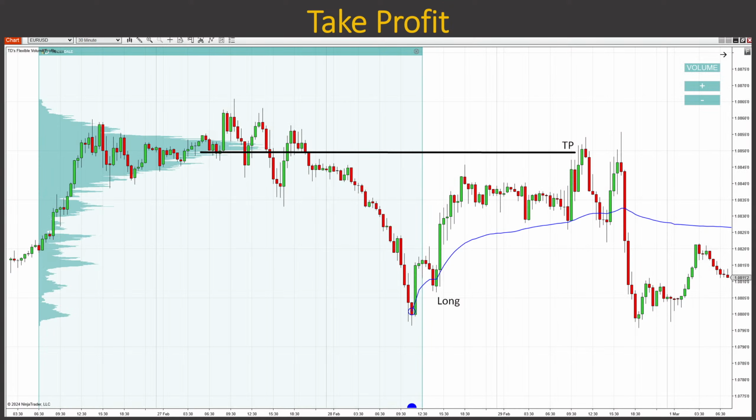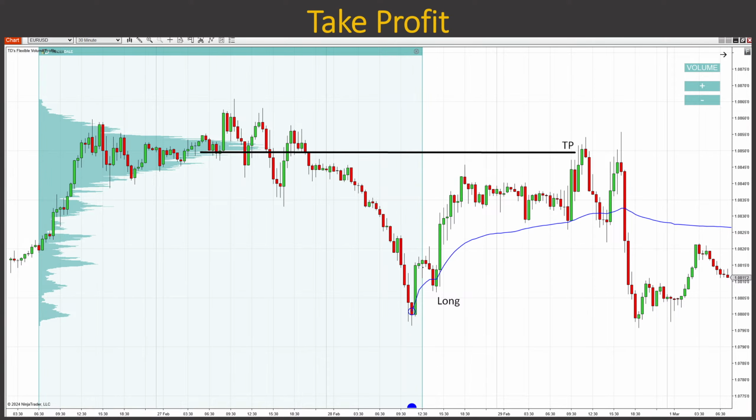Now, here are a couple of examples. This is your dollar 30-minute chart, and this is NinjaTrader 8, by the way, with my custom-made indicators. This is my volume profile indicator. This blue line is my anchored VWAP indicator. In this example, we have a very strong swing low here, so the VWAP is anchored to this place.